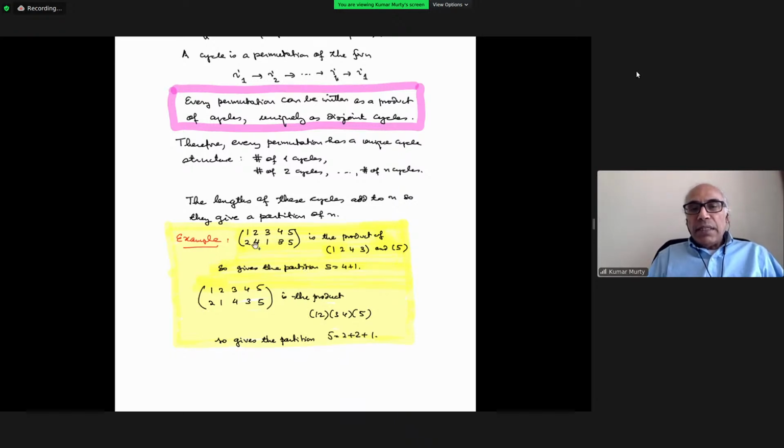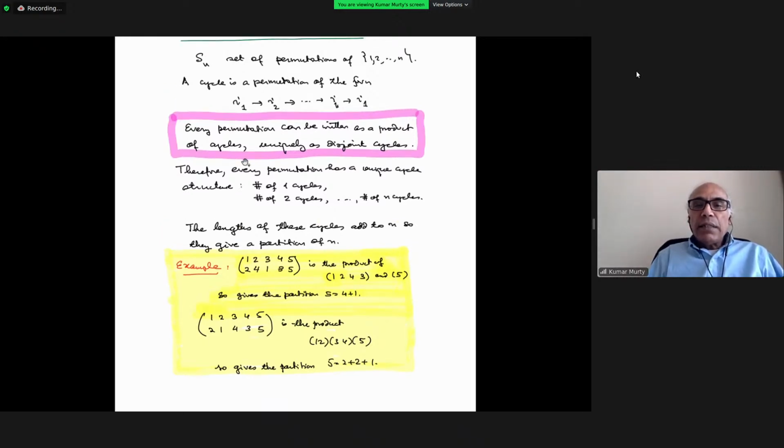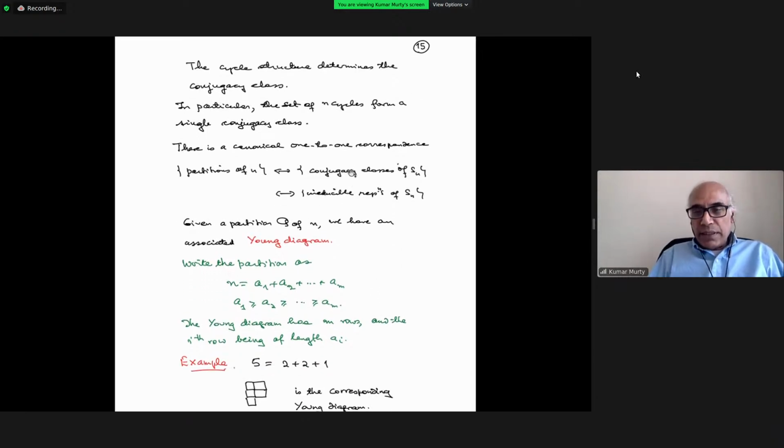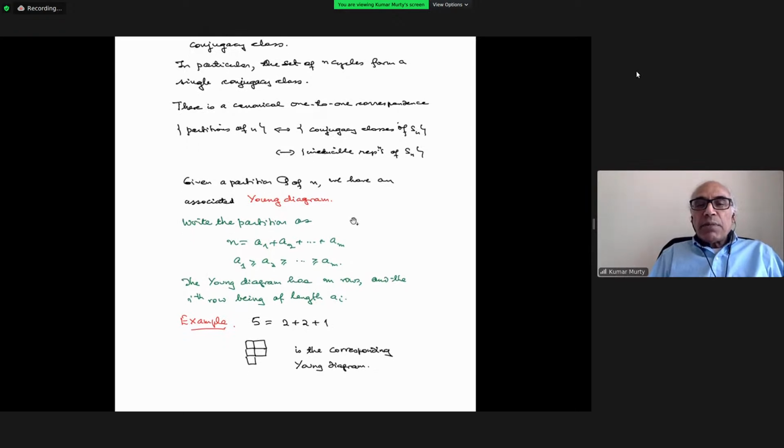Okay, so therefore, there's this dictionary between conjugacy classes and partitions of n. The point being, the cycle structure determines the conjugacy class. In particular, the set of n-cycles forms a single conjugacy class. So I have this correspondence with partitions of n, conjugacy classes of the symmetric group, and irreducible representations of the symmetric group. This last one is just, for any finite group, I have this correspondence between conjugacy classes and irreducible representations. But let's make this a little more explicit in terms of Young diagrams.